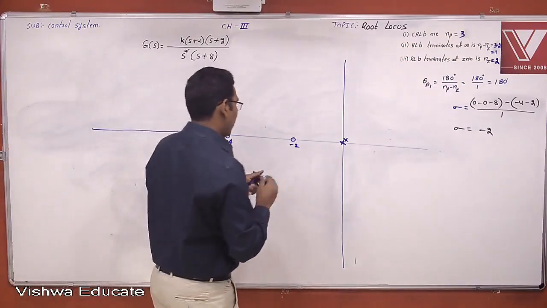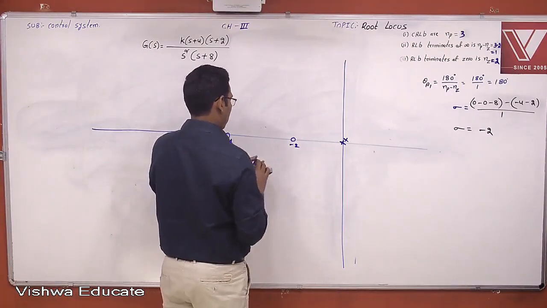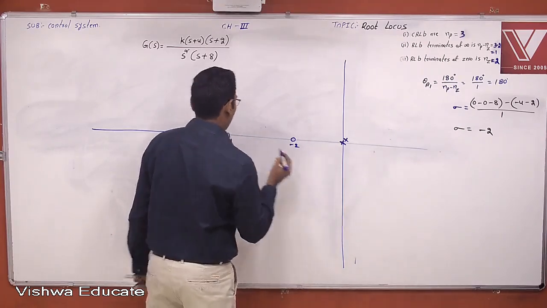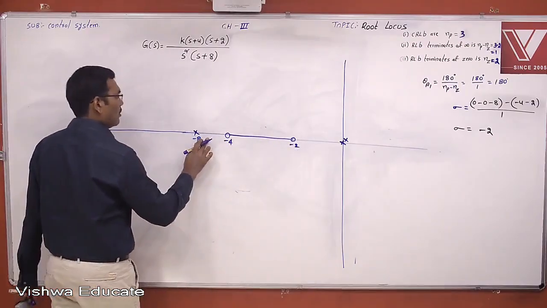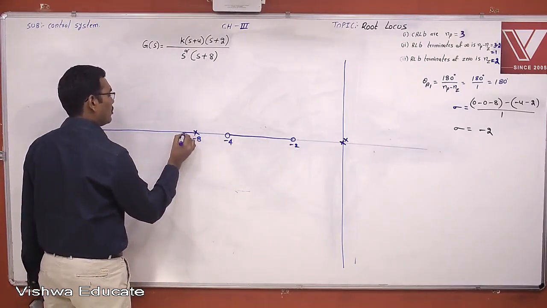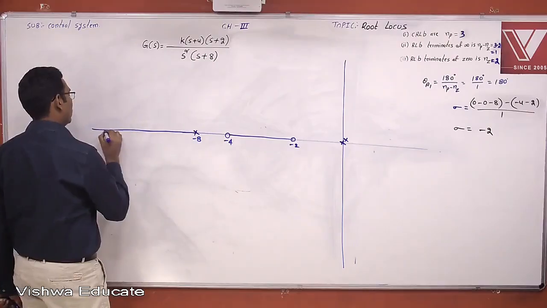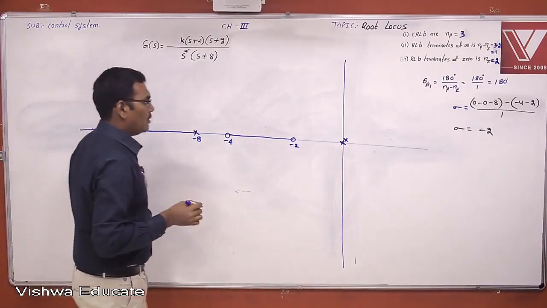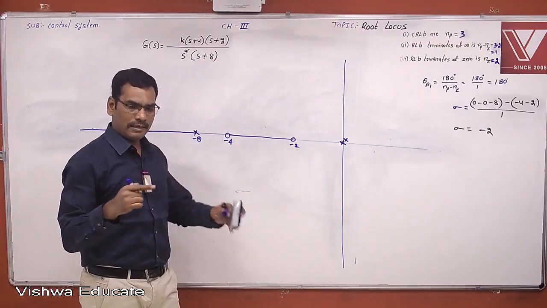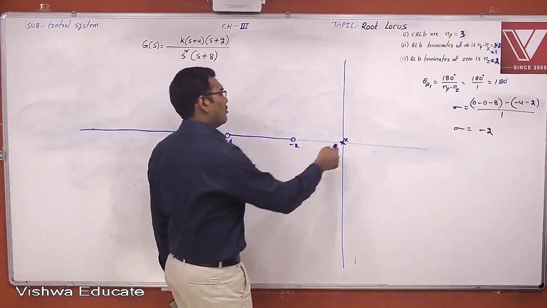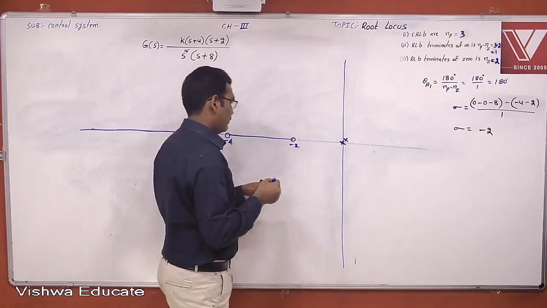Now the centroid sigma is here. Now there is a root locus branch here. Now there is no root locus here. This is the root locus branch. Now between the two poles at origin, there is also a root locus branch, right?